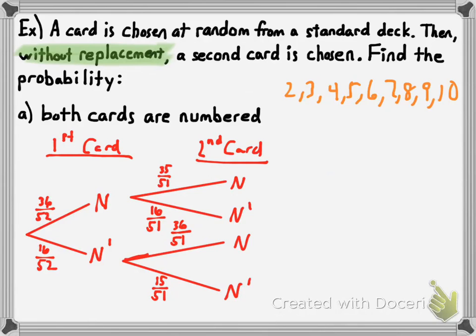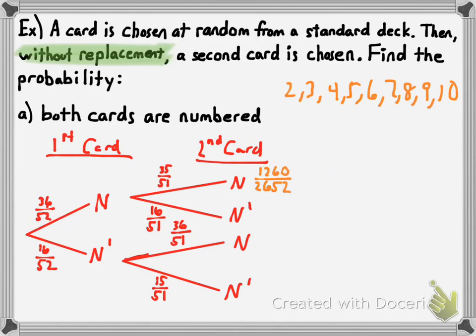You remember you multiply the probabilities along a path in order to find out what the probability of that outcome is. So we're going to first start with multiplying 36 over 52 times 35 over 51. And that will tell us that 1,260 out of the possible 2,652 combinations of 2 cards we get would be both numbered cards.